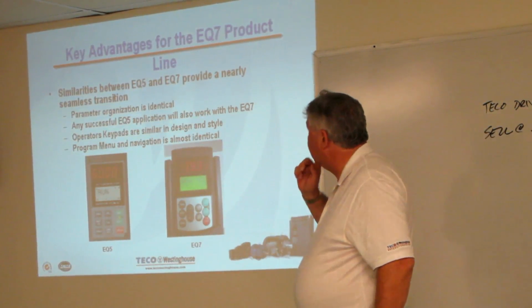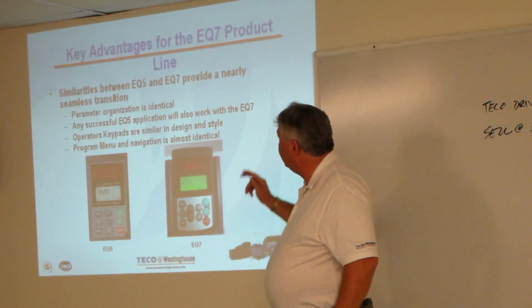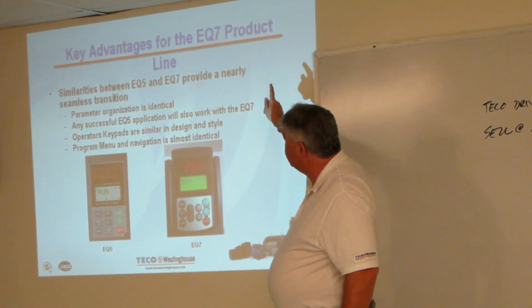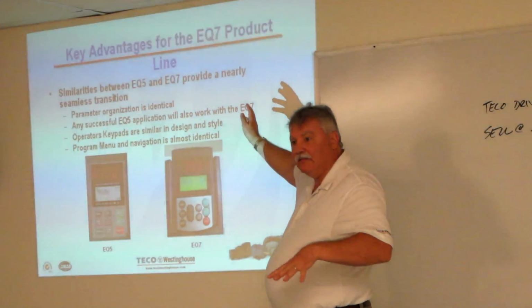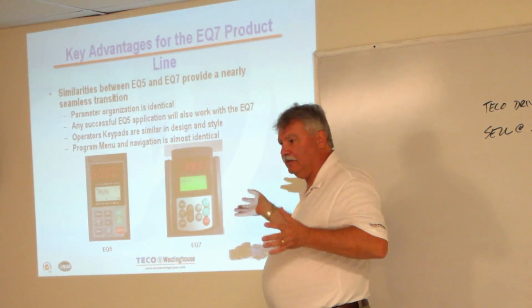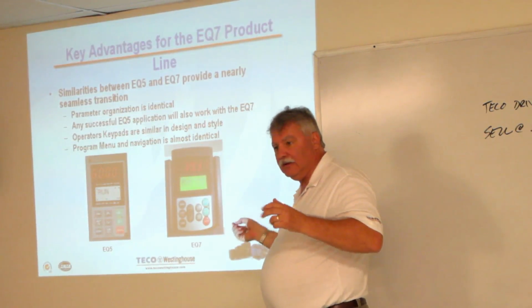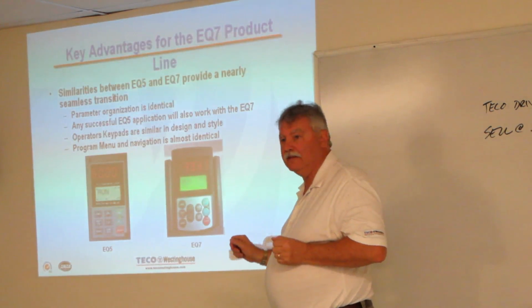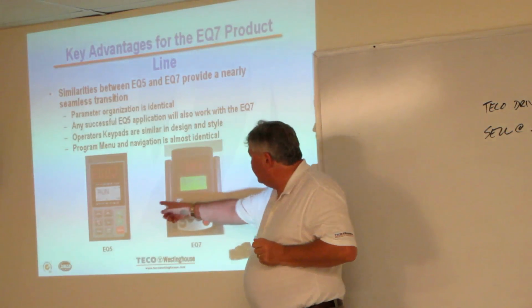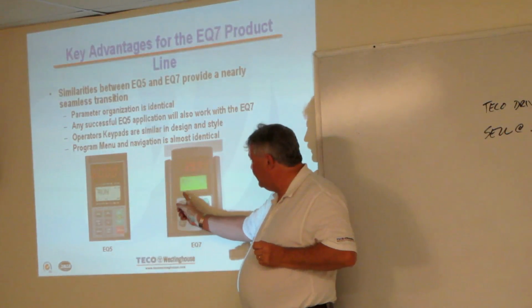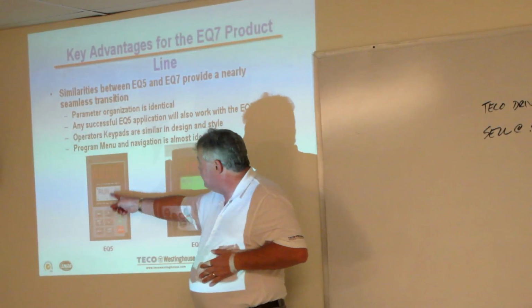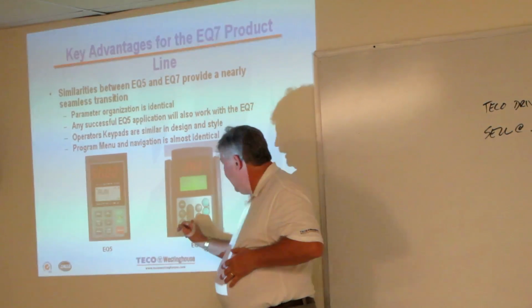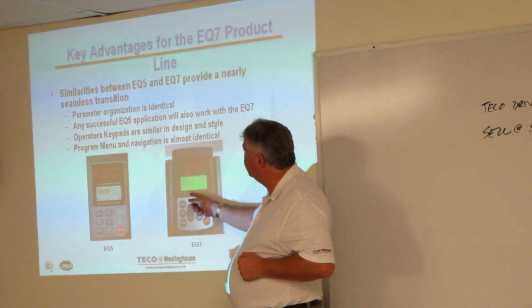I mentioned before that with the old drive and new drive, we do have pretty much the same parameter identification. So if you had the EQ5 and you got familiar with some parameters, look at it on the EQ7 and they'll be in the same location. But also you see the similarities, the keypad as far as having the LED, the LCD, and a lot of the key functionalities are the same.